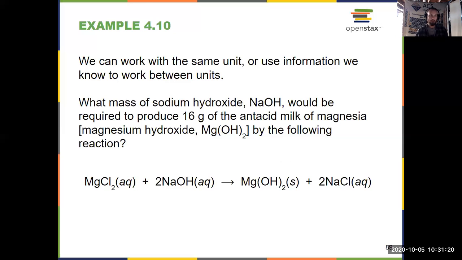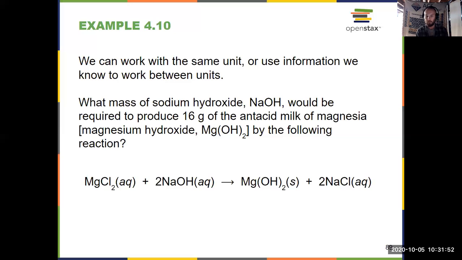Okay? And I recommend you pause the video and try and solve this problem. Check to make sure it's balanced. Okay, that's good. Now what do I do? Well, I only have 16 grams of magnesium hydroxide to start with. So I start with that, but stoichiometry can't relate things that are in grams. So I have to convert that from grams to moles of magnesium hydroxide by dividing by the formula mass. That is an old chapter 3 type of problem.